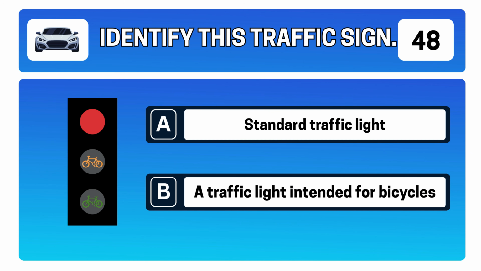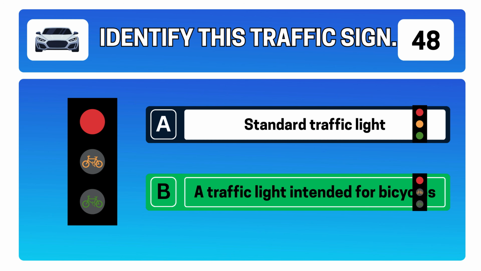Identify this traffic sign. A. Standard traffic light. B. A traffic light intended for bicycles. Well noticed. This is a traffic light intended for bicycle sign.